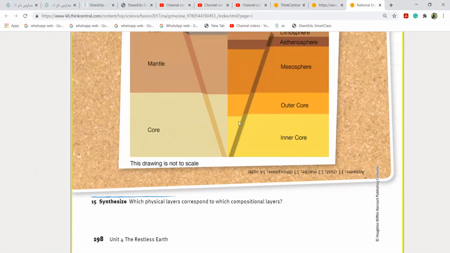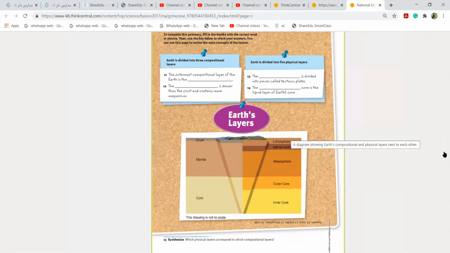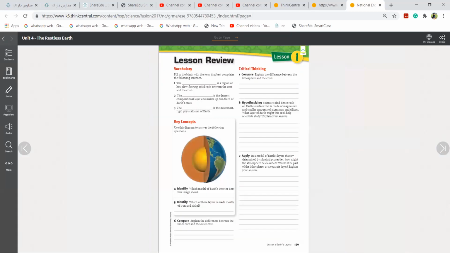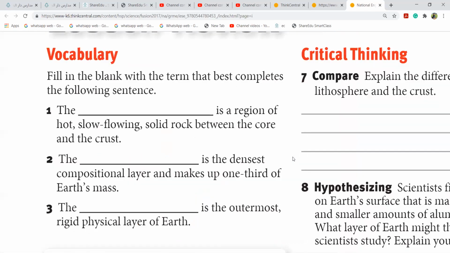Which physical layers correspond to which compositional layers? Physical layers are crust, mantle, and core. Compositional layers are lithosphere, asthenosphere, mesosphere, outer core, and inner core. So crust is lithosphere, mantle is asthenosphere and mesosphere, core is outer core and inner core. What is present between the core and the crust? The mantle. Mantle, excellent.